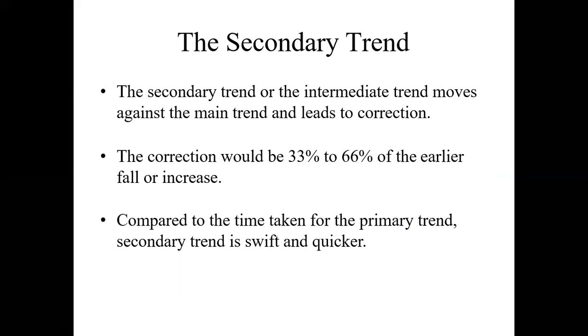Okay, the secondary trend, we say correction would be 33% to 66% of the earlier fall or increase. If there is a fall, then it will correct it to the 33 to 66%. So compared to the time taken for the primary trend, the secondary trend is swift and quicker. Because it's a secondary trend, that's why it is very swift, and also it is very quick.